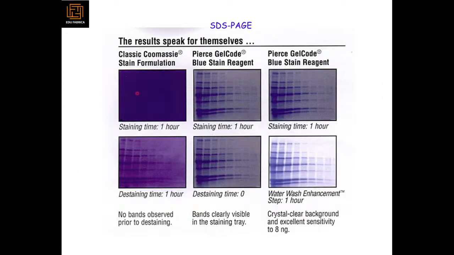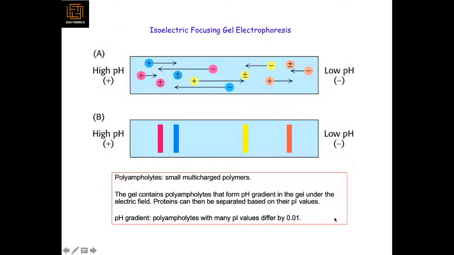There is also another way, with different coating results. This is staining for 1 hour in all three cases, and then destaining with timing of 1 hour, 0, and the wash enhancement increases. The same results. Here we can't see much better results, but here we can see clearly. And here there is a crystal clear background and excellent sensitivity down to 8 nanogram. So this seems to be the best method, the Pierce GelCode Blue stain reagent. We can see very fine data compared to the left one with this technique.